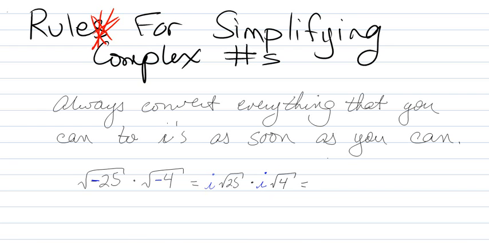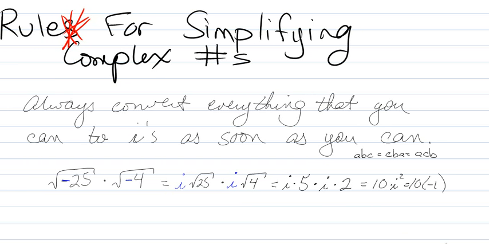So now I've got i times the square root of 25, which is 5, times i times the square root of 4, which is 2. And because A times B times C is the same thing as C times B times A, we can switch the order around, it doesn't matter. So we've got 10 times i squared. Remember, i squared is negative 1. So I've got 10 times negative 1, which is negative 10. This is the good way.